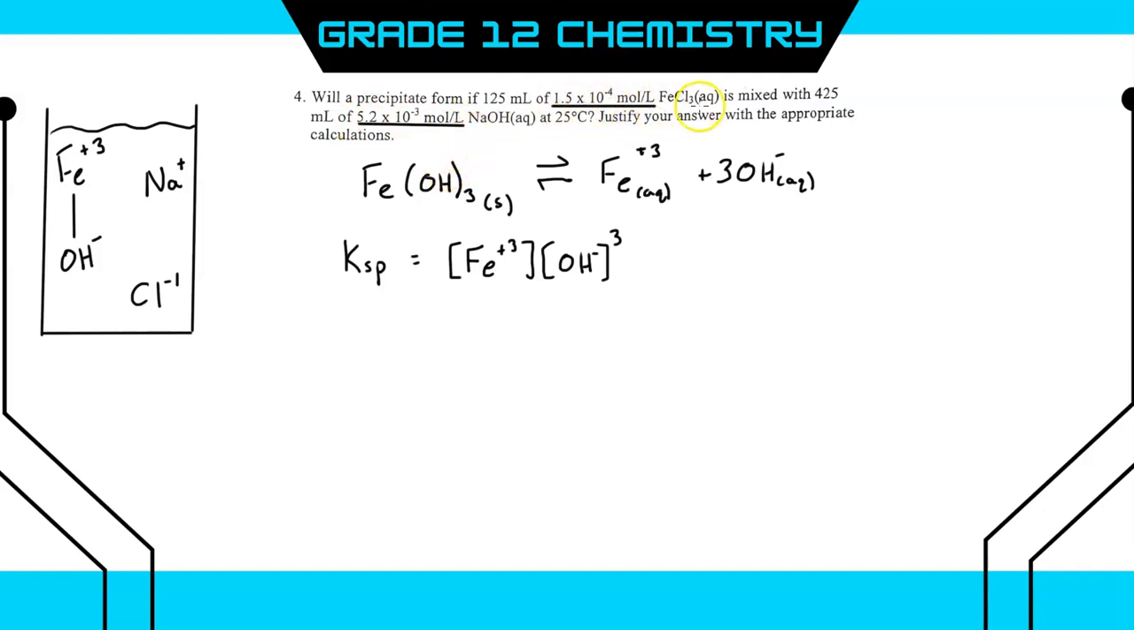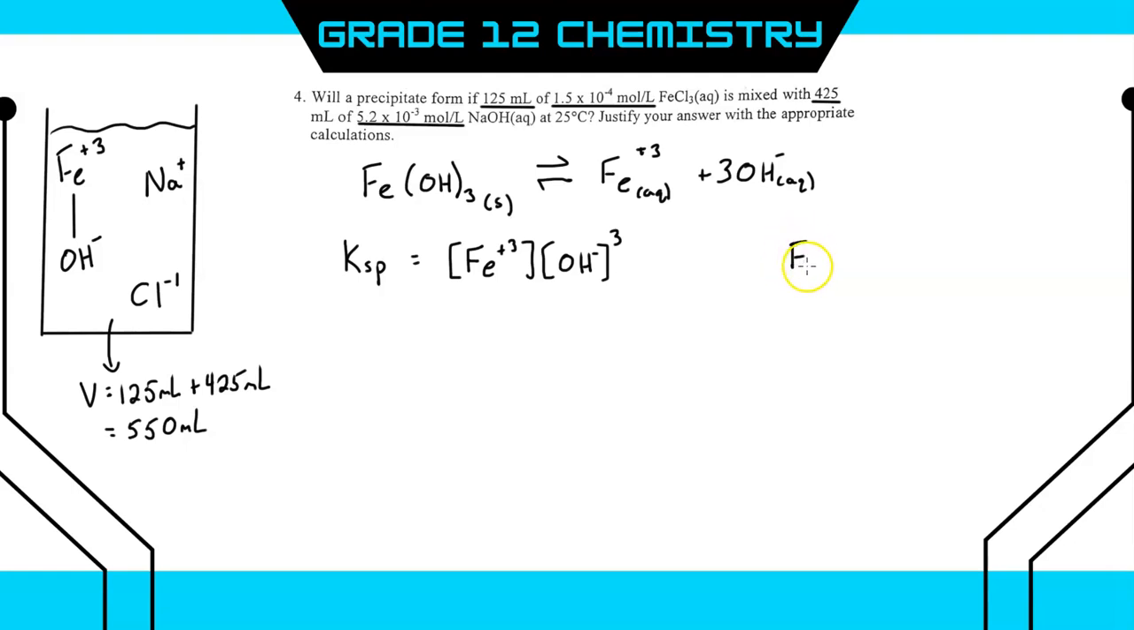So this was the concentration of iron chloride when it was in this volume, and this was the concentration of sodium hydroxide in this volume. But when they mix together, the total volume is going to be 125 milliliters plus that 425 milliliters, which is a total volume of 550 milliliters. So we've changed the volume that these ions are in. Therefore, we've changed their concentrations. So let's recalculate their concentrations.